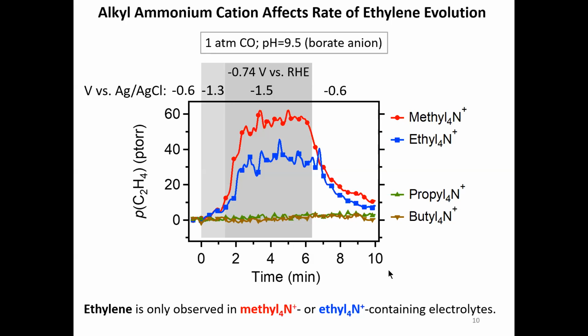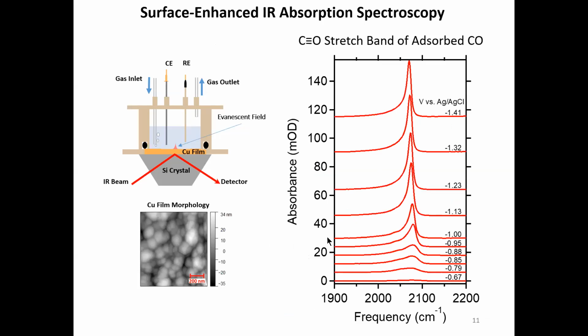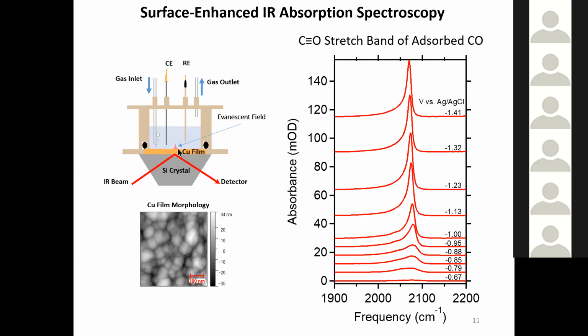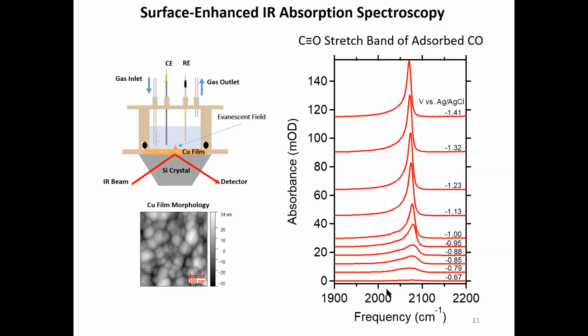To answer this question, we employed surface-enhanced infrared absorption spectroscopy. In this technique, we deposit a thin polycrystalline copper film on a silicon ATR crystal. We use an electroless deposition method that results in a roughened surface. These roughened surfaces give rise to an enhanced evanescent field that is restricted within a few nanometers of the electrode surface. So this renders the technique surface sensitive. Now, we couple this to a full electrochemical cell, which then allows us to sweep the potential in the cathodic direction, and we can concurrently collect the CO stretch band of surface-absorbed CO, which is shown here.